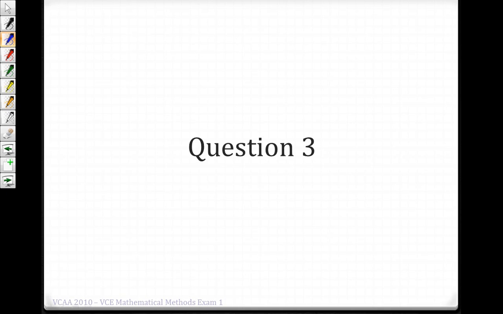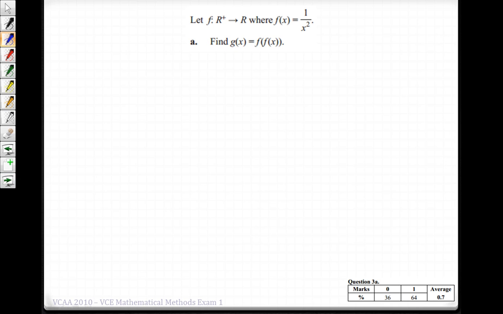Alright, so question 3 of the 2010 Methods Exam 1 paper. Let's have a look. So it says, let f, a function from the positive reals to R, where f of x equals 1 on x squared. So the positive reals play a bit of an important role in this question.